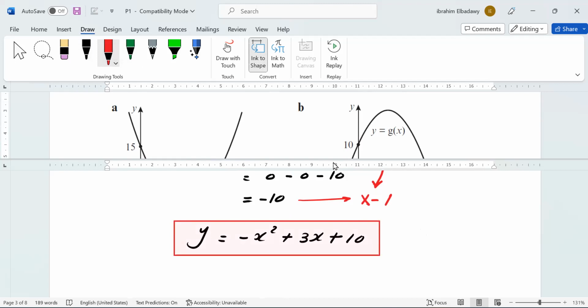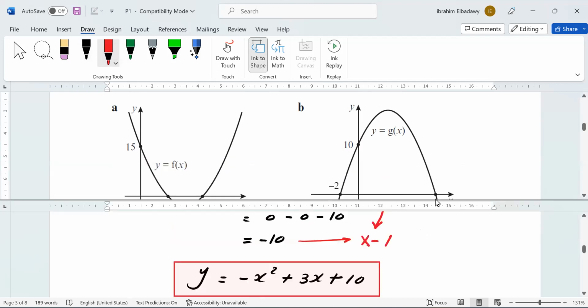Okay, how do you know this is the right answer? You can check your answer according to the shape of the diagram itself. This shape is a sad face. Sad face means the coefficient of x squared must be negative, and you already get a negative sign. What about the value of the y-intercept? The value of the y-intercept is 10. If you put x equal to 0 in this formula, you get y equal to 10, according to the diagram.